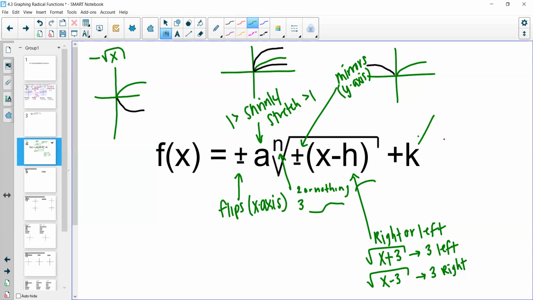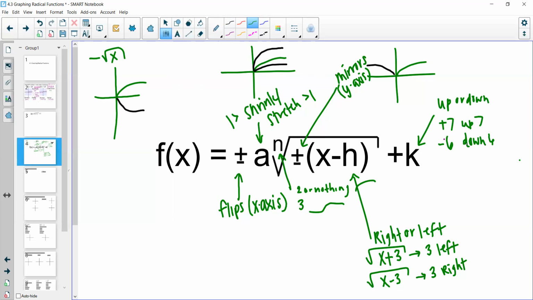Now, our very last term here is this k, and this k determines how our function moves up or down. Now, if we see something like a plus 7, then that means it moves up 7. If we see something like a minus 6, that means that it moves down 6. Okay, so looking at each of these elements, it actually tells us what our function does.